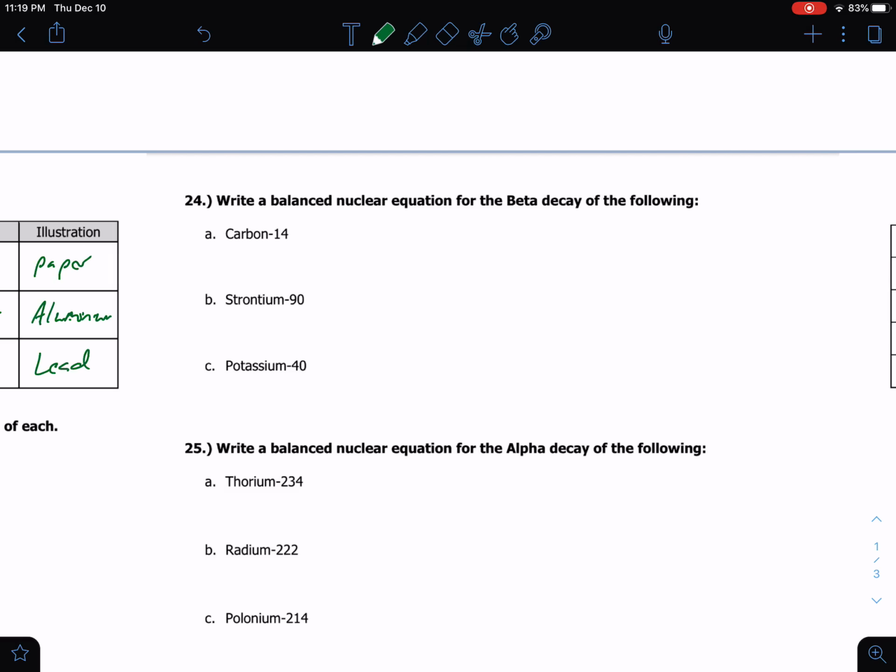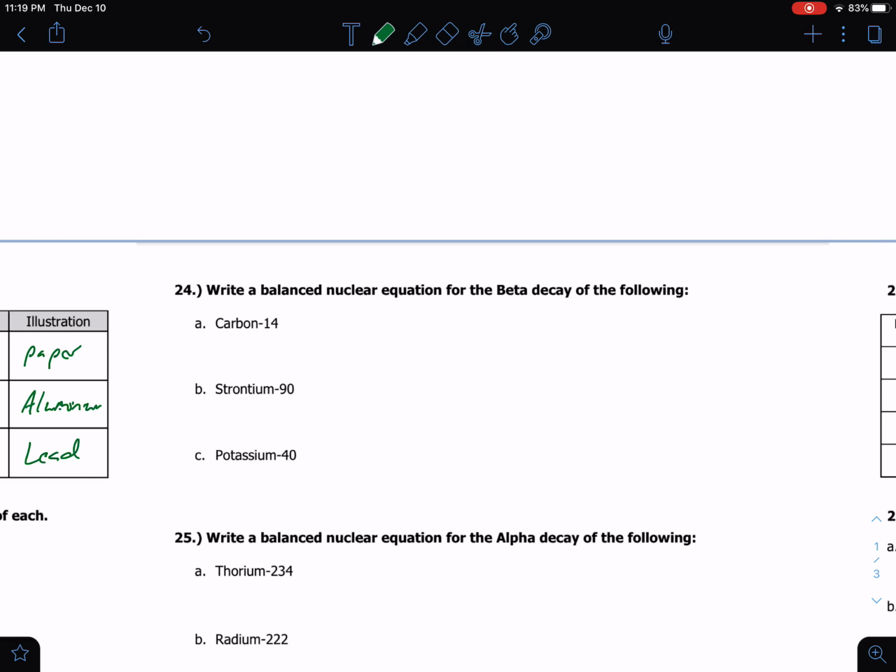Write the balanced nuclear equation for beta decay of the following. So we're doing beta decay, so that means we're doing the 0, -1e. The first thing we need to do is convert carbon-14 into isotopic notation. So it would be C with a 14 on top, and carbon has an atomic number of 6. That is how you convert it from the hyphen notation to isotopic notation.